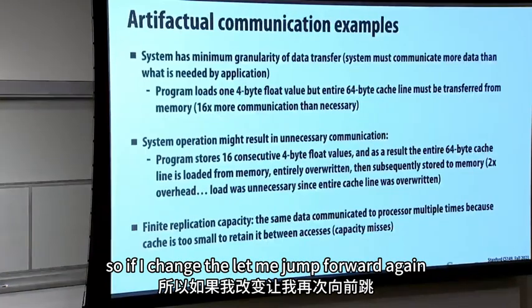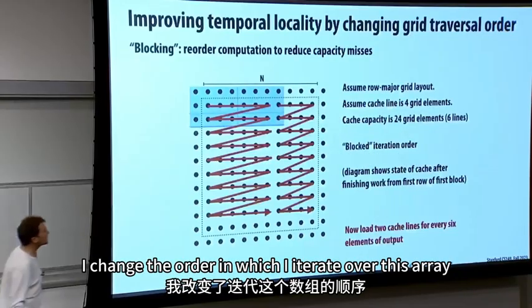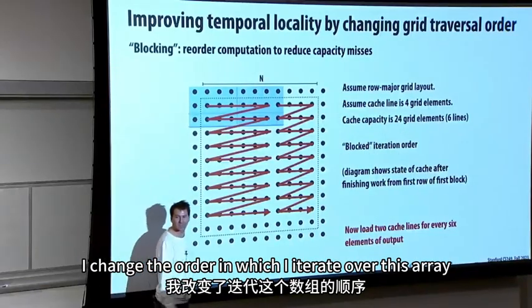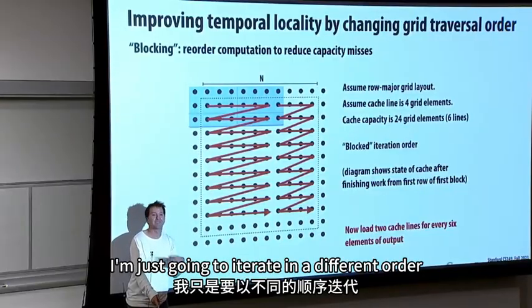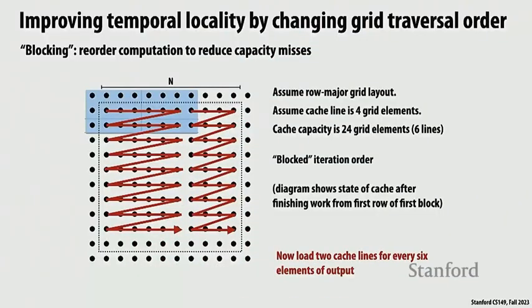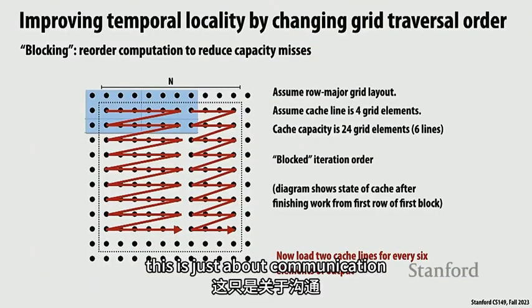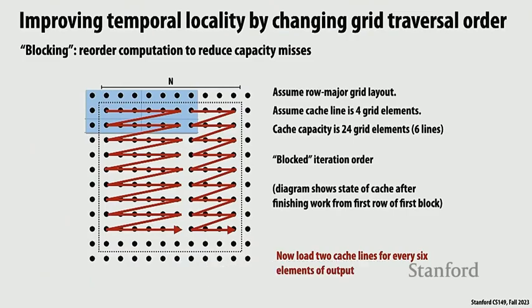So if I change the, let me jump forward again. If I change the order in which I iterate over this array, I compute the same answer. I'm just going to iterate in a different order. This is not about parallelism again. This is just about communication.